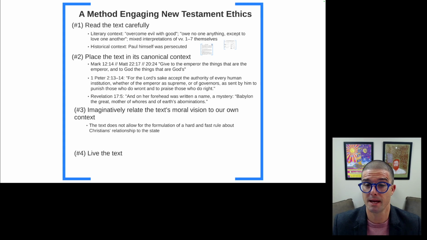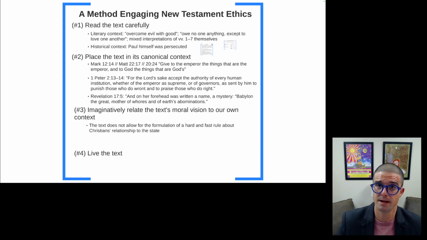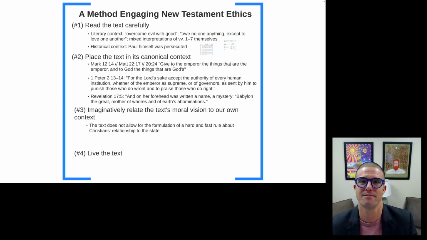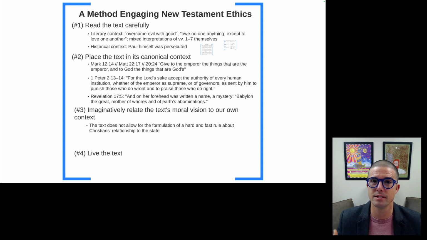So our next step, based on how we have read the text and based on how we've looked at other canonical texts addressing similar issues, is to start to imaginatively relate the text's moral vision to our own context. And imaginatively is a key adverb here, to think about different kinds of ways, using our ethical and interpretive imaginations to relate the text and the things that we have learned about the text to what we find in our own day and age.